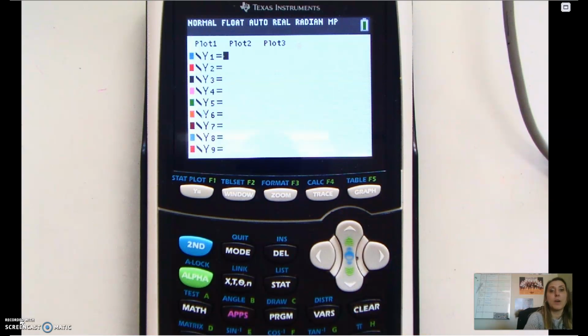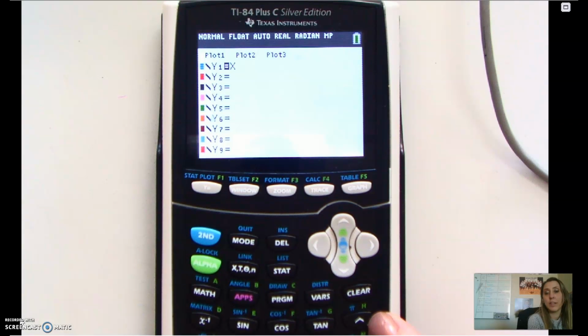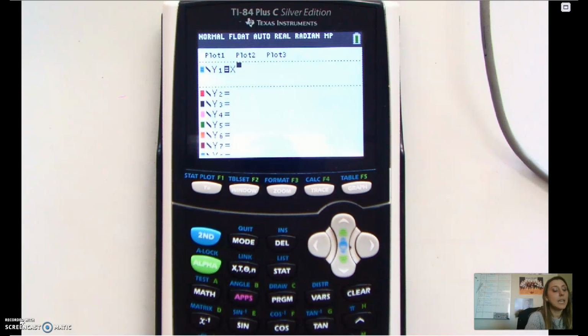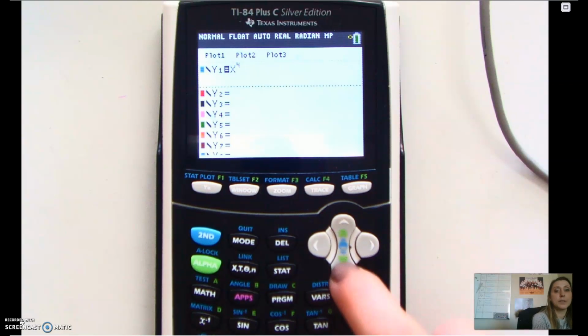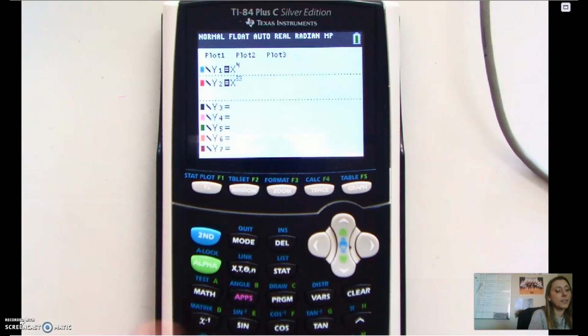Then we're going to go back to y sub 1. When we're in y sub 1, we're going to use this button right next to the alpha button, and we're going to hit that. Then we're going to use our caret key, which is right underneath the clear button, and we're going to put 4. So that says x to the 4th power. Then we're going to do the same thing here: x button, caret, 5. And then we're going to go down and hit the x button, caret, and 6.